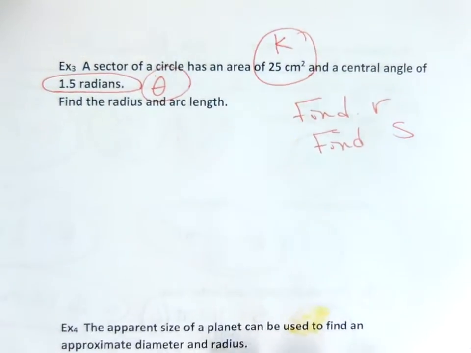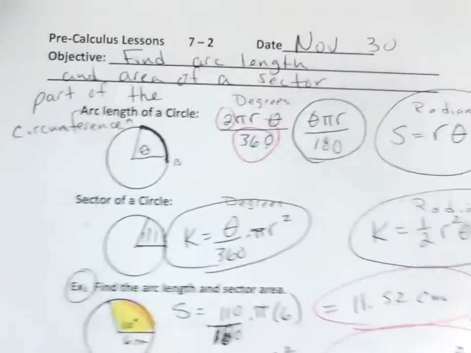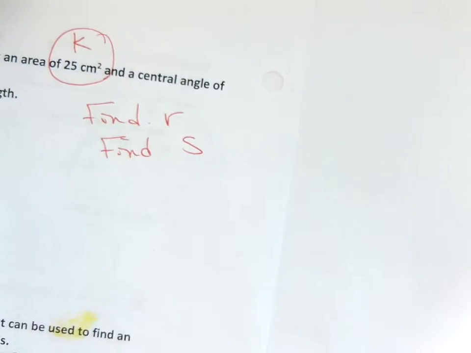This is the way I like to do this. I like to write down all the variables so I can then look at the formulas. I know K, I know theta, and I want to find R and S. So then I look at my formulas. If I flip my formulas, and I want to find theta, and I want to find R.